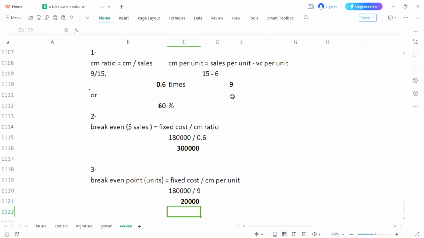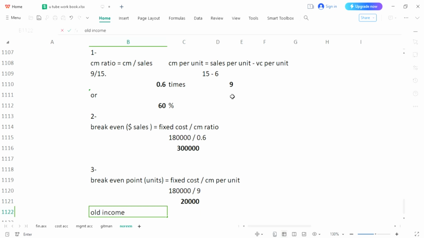So here we are going to create the old income statement according to the break-even point.